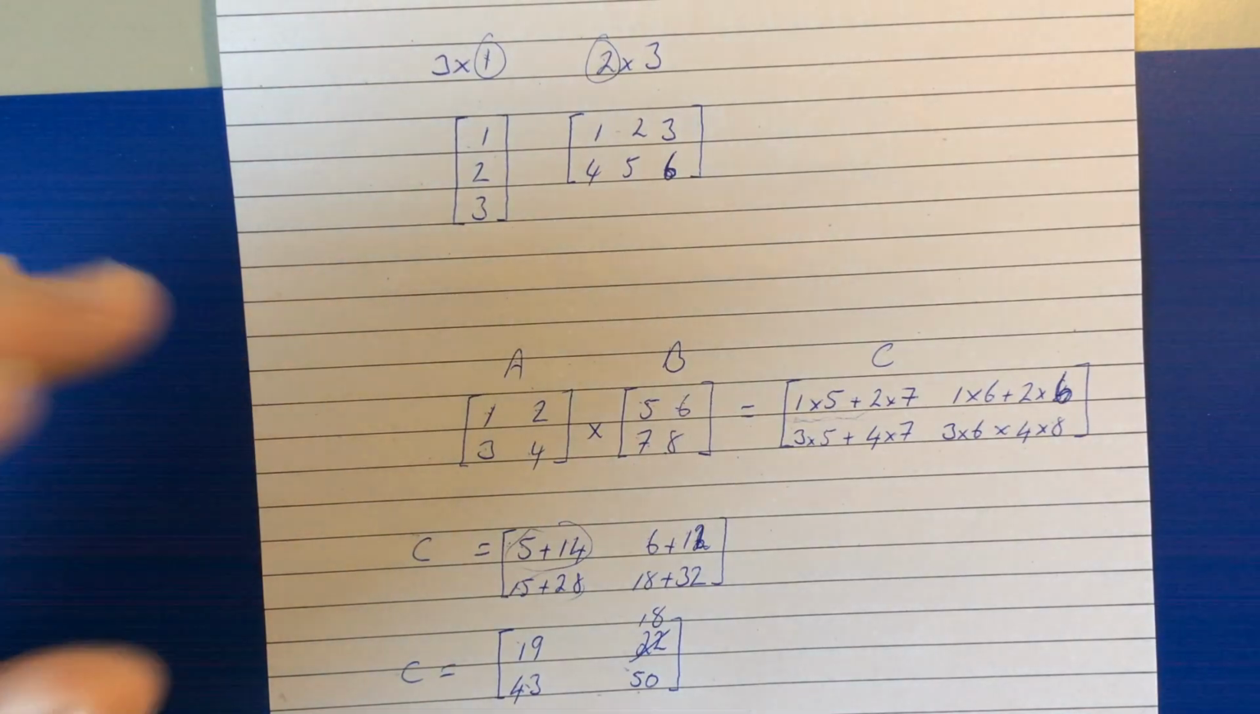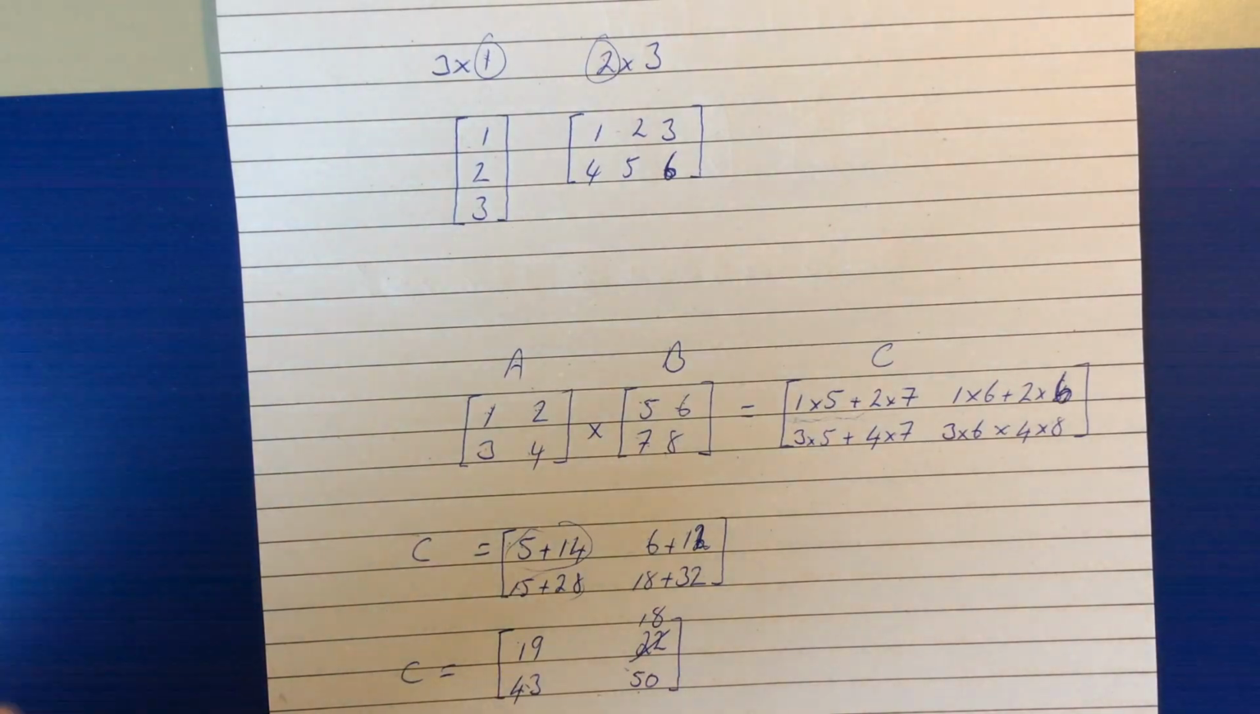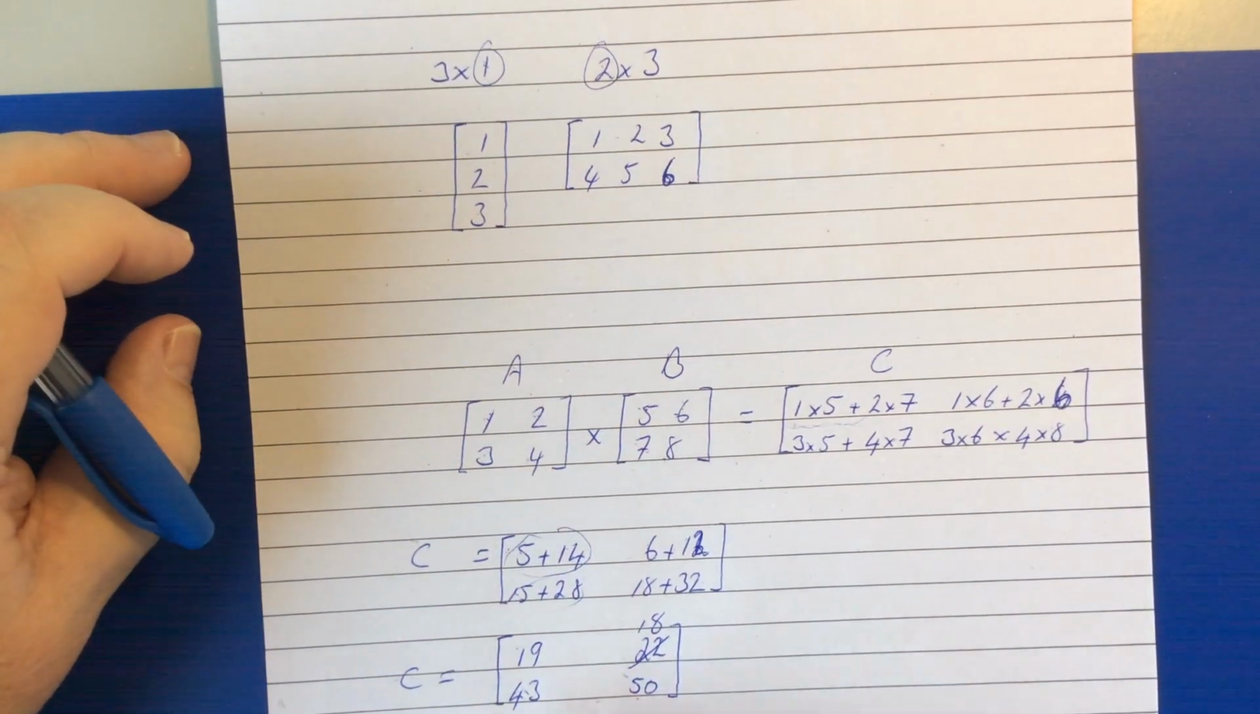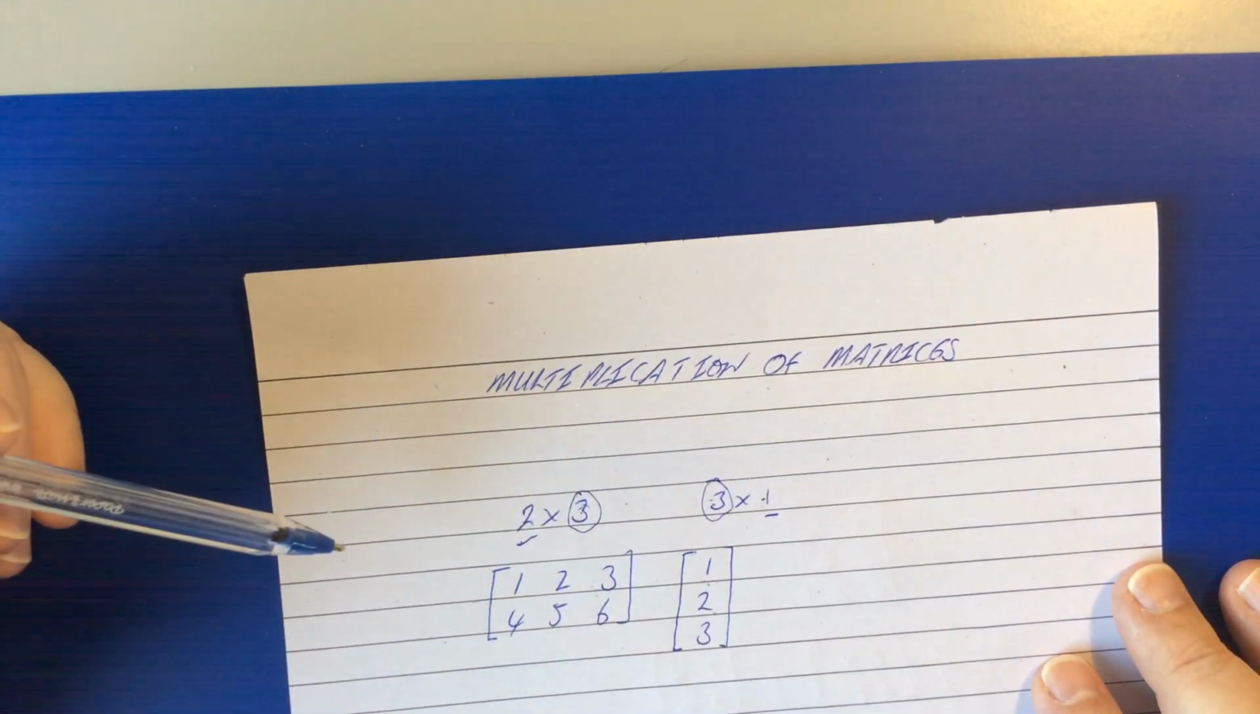I apologize for that. Anyway, that is how you multiply matrices, and the rule that you follow, just to remind you very quickly, is that this number and this number must match up.